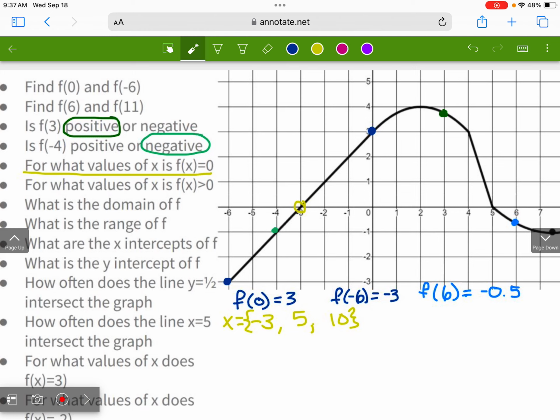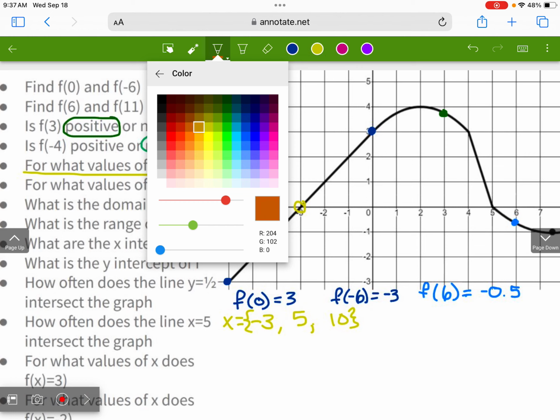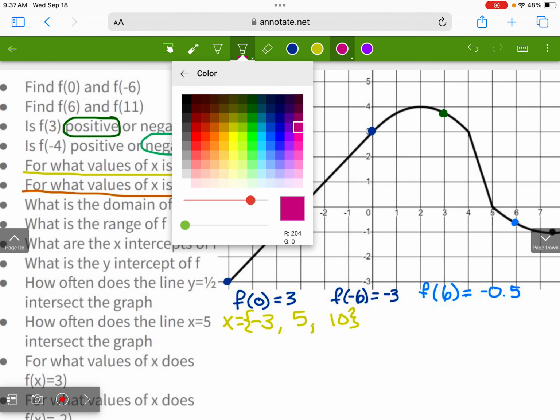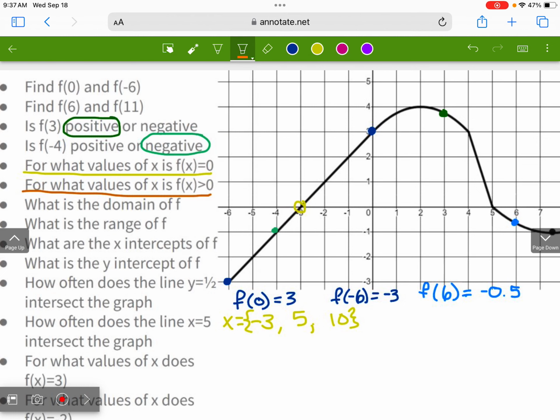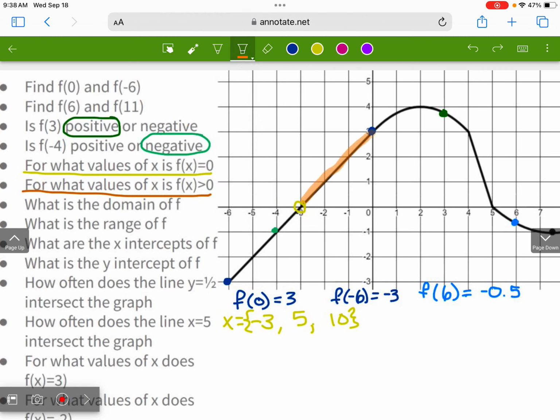Okay. Cool up to here? All right. So the next one they're asking us is for what values of x is f of x greater than 0? Where is it greater than 0? It's an interval. Let's try that bigger. Everything where my function is above my x-intercepts, that's where it's greater than 0.